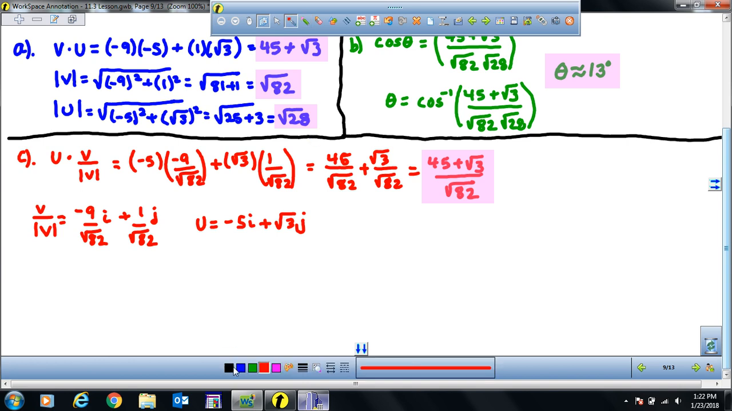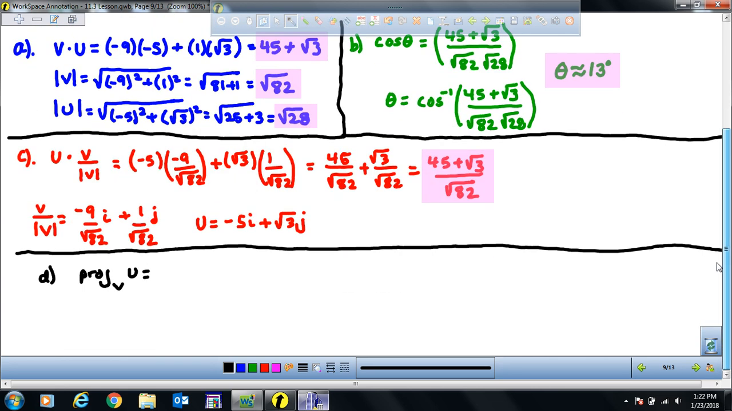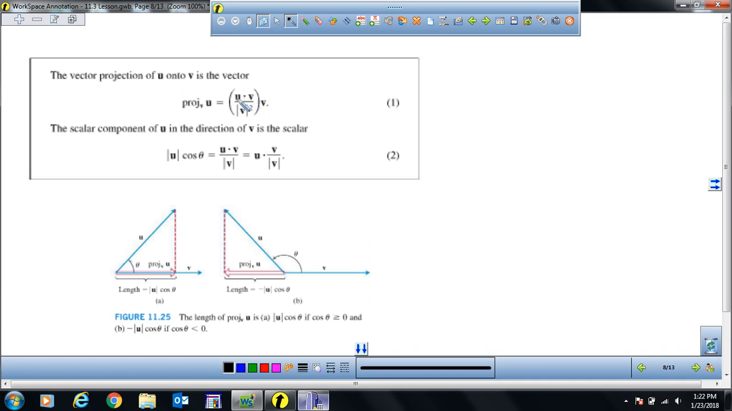Last one that we need to find here on D is the projection of u onto the vector v. So that's the last question we need to do. Question D, projection of u onto the vector v. The shadow of u on the vector v, basically. So to find that, the formula for the projection again is the dot product of them divided by the magnitude of the vector v squared, times the vector v.